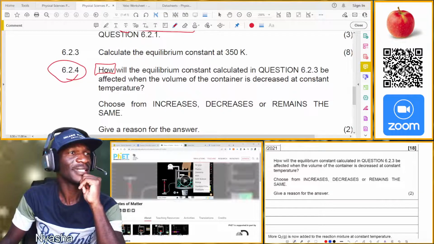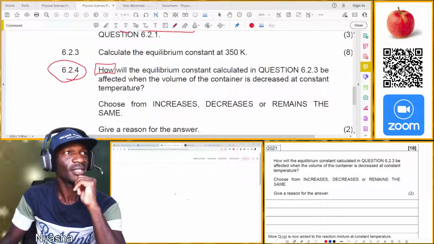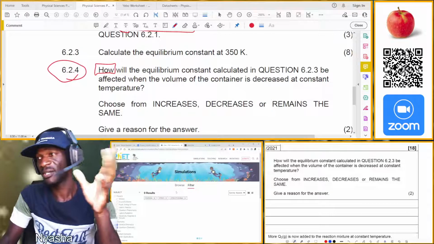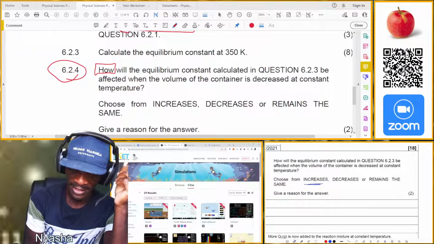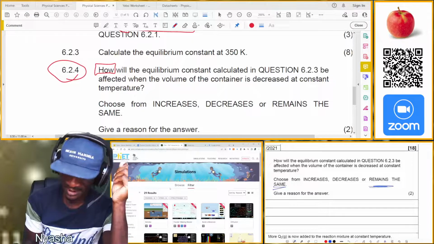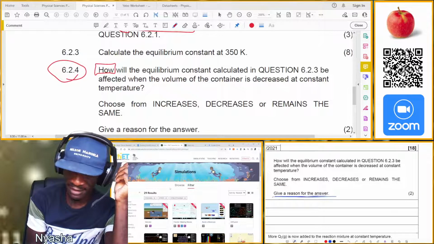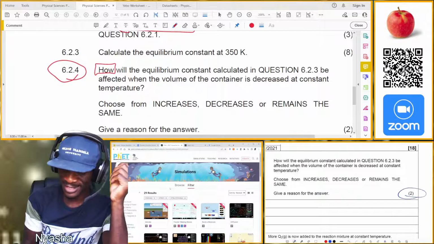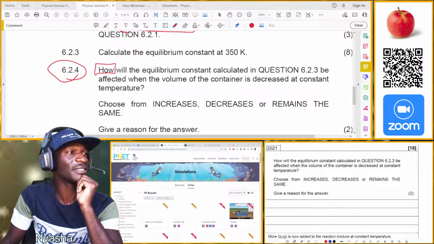What actually changes? Is the equilibrium constant going to increase, decrease, or remain the same? These are the keywords: increase, decrease, or remains the same. Then you get your 1st mark. Then you give a reason, then you get your 2nd mark. Right. So it's also important to identify the mark distribution.